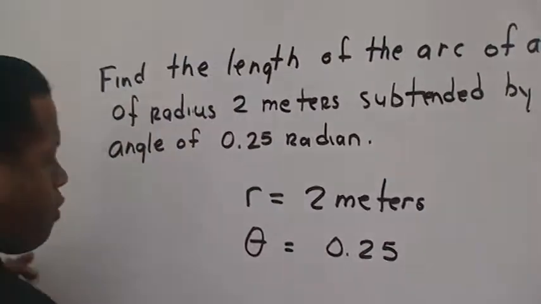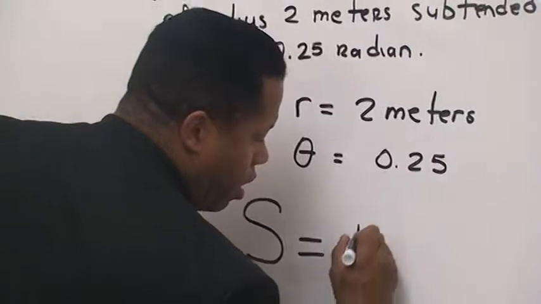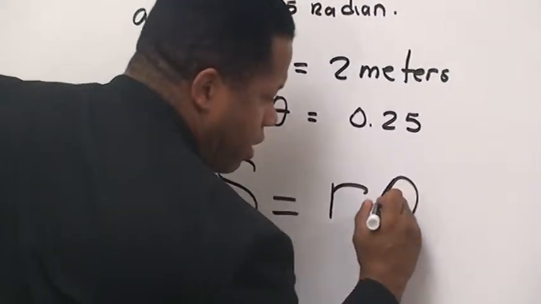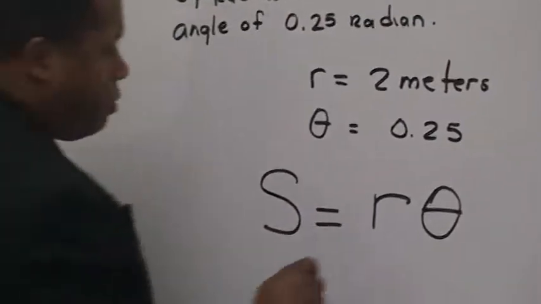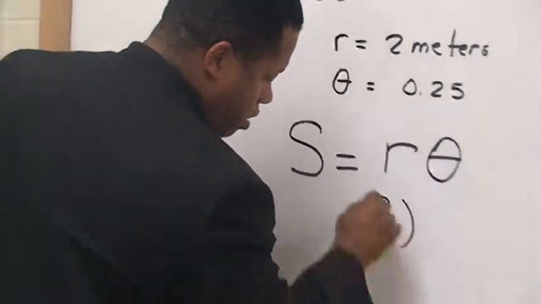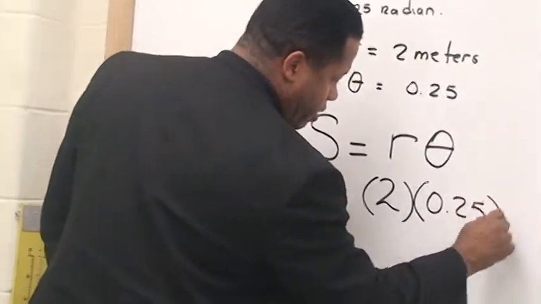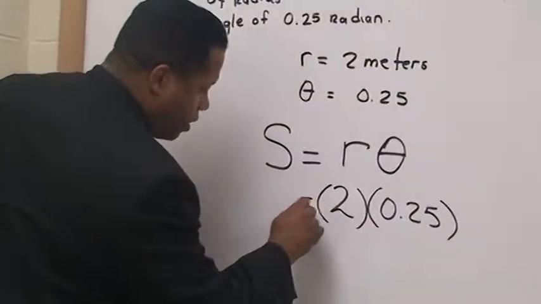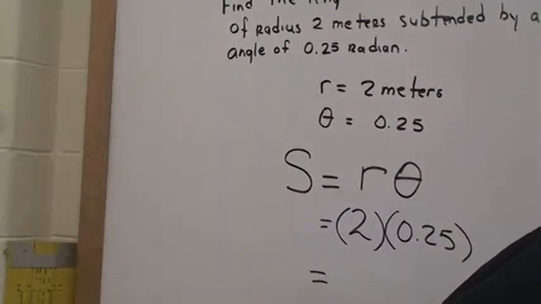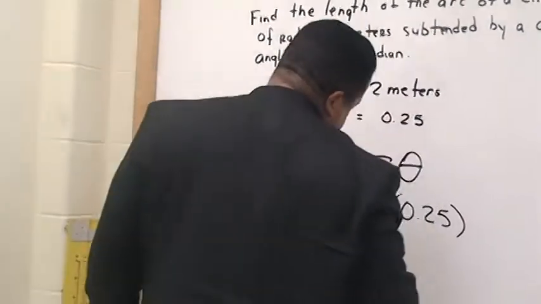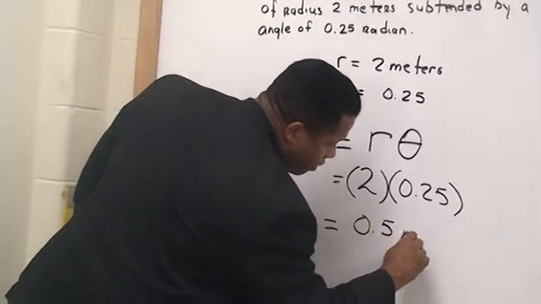So we set up our formula. S is equal to R times what? Theta. So in this case, we'll plug in the values appropriately, 0.25, and then we'll come up with an answer. The answer will be 0.5 meters.